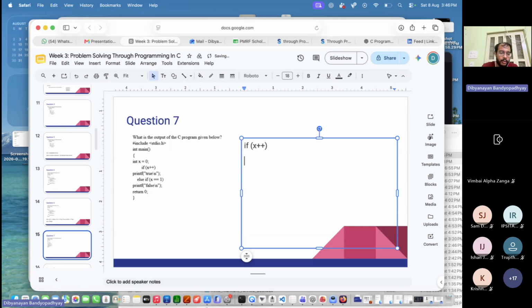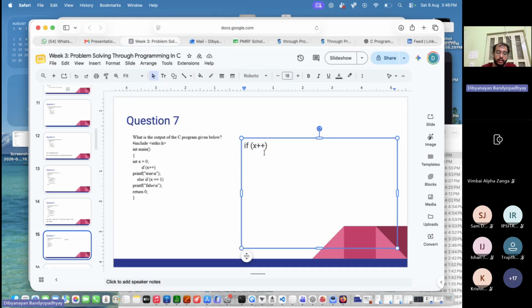So what is the value of x? That is basically 0. Whenever these kinds of things are there, you just evaluate the expression using the original value of x, then you increment it because it is a post increment operator. So you evaluate the value of the expression, which is basically x, and then you increment the value. Okay. So what is the value of x?